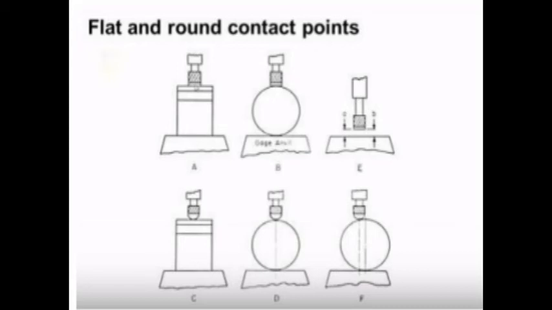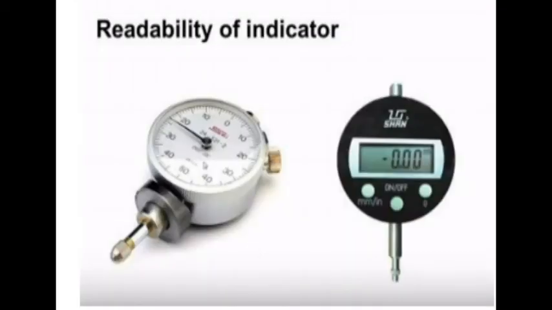The readability of the dial indicator is another important thing. We can see here the commercial dial indicator wherein the markings are very clear, so reading is very easy. And also one can have a digital indicator wherein you can select the metric system or English system.